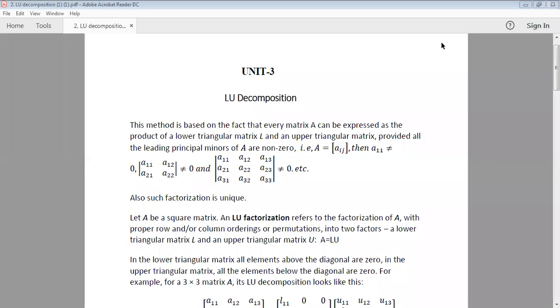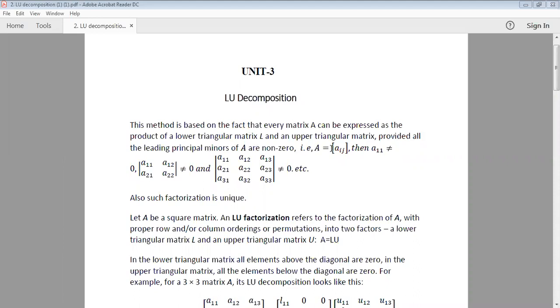Hello everyone. In this lecture, I will explain LU decomposition. This method is based on the fact that every matrix A can be expressed as the product of a lower triangular matrix and an upper triangular matrix, provided all the leading principal minors of A are non-zero.